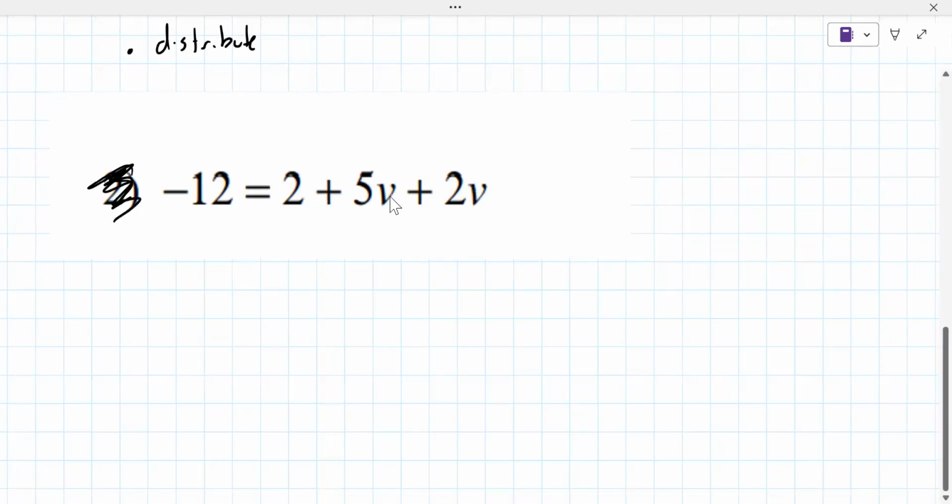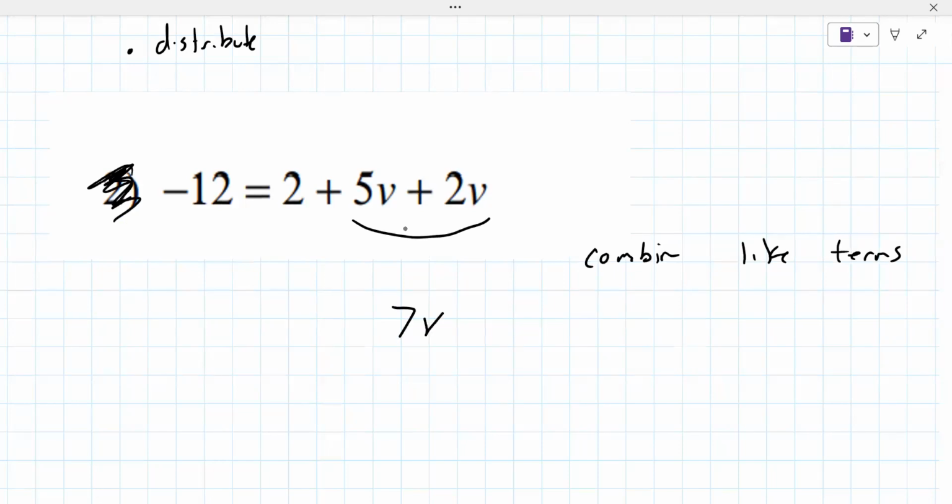There's 5v and 2v on the right. All right, so the first thing to do here is to actually combine like terms. And we've actually already done that. We just never did it in the context of solving. So that becomes 7v. And then you bring everything else down. Okay, so you can always combine like terms. That's always possible.